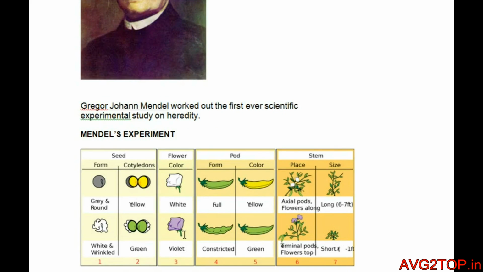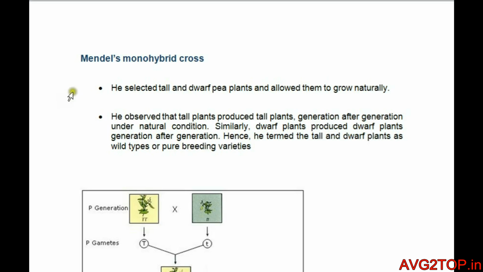So, he selected pea plants with contrasting characters in their seed shape, seed color, flower color, pod shape, pod color, flower position and stem height. Under these criteria, Mendel did an experiment called the monohybrid cross. In that, he selected tall and dwarf pea plants and allowed them to grow naturally. He observed that tall plants produce tall plants for generations. Similarly, dwarf plants produce dwarf plants generation after generation. Hence, he termed the tall and the dwarf plants wild types or pure breeding varieties.